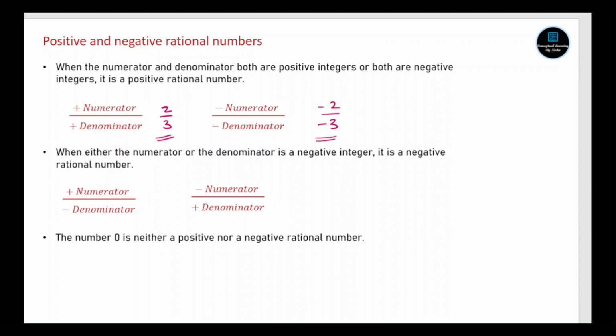Now if either the numerator or denominator is negative, then the rational number is negative. Let's take one more example, 4 upon minus 5. This is a negative rational number. Similarly, I can write minus 2 upon 3, which is also a negative rational number. 0 is neither a positive rational number nor a negative one. Remember this. Important.